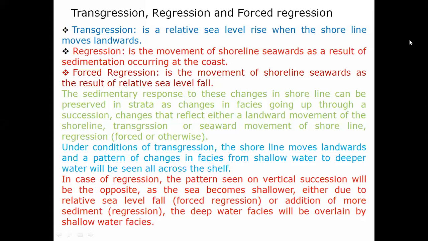By seeing the package of sediments in a vertical column and by following the grain size as well as the type of sediments, you can separate whether it is due to rise of sea level or the movement of sea towards land, or it is due to the movement of sea towards sea, where regression is followed.